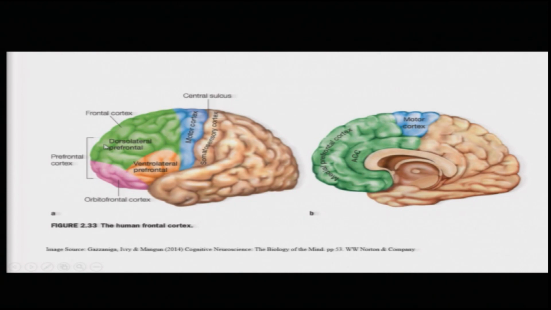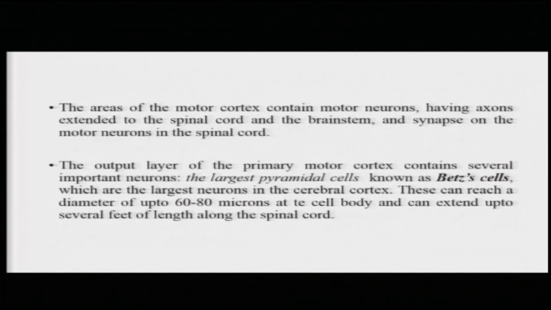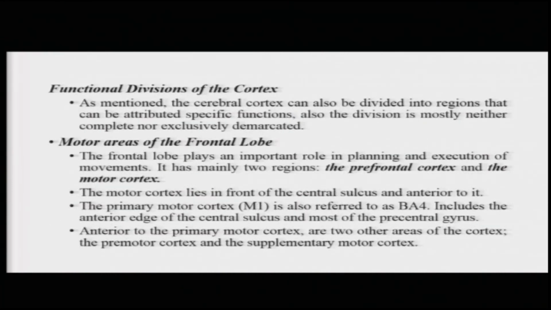There are at least three major regions: dorsolateral prefrontal, ventrolateral prefrontal and orbitofrontal, and then there is the medial prefrontal cortex as well. And then you have the motor cortex, which is marked by the central sulcus as the posterior boundary and extends a little bit up to the boundaries of the dorsolateral and the ventrolateral prefrontal cortex. So these two are the motor areas which are responsible for planning and execution of movements.